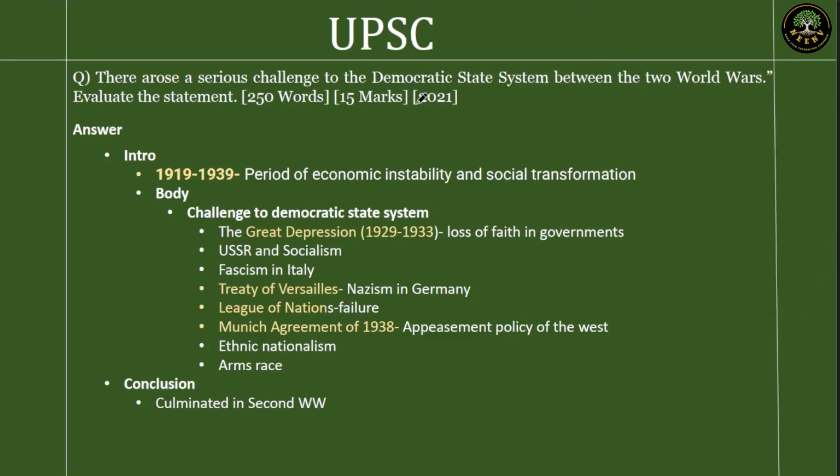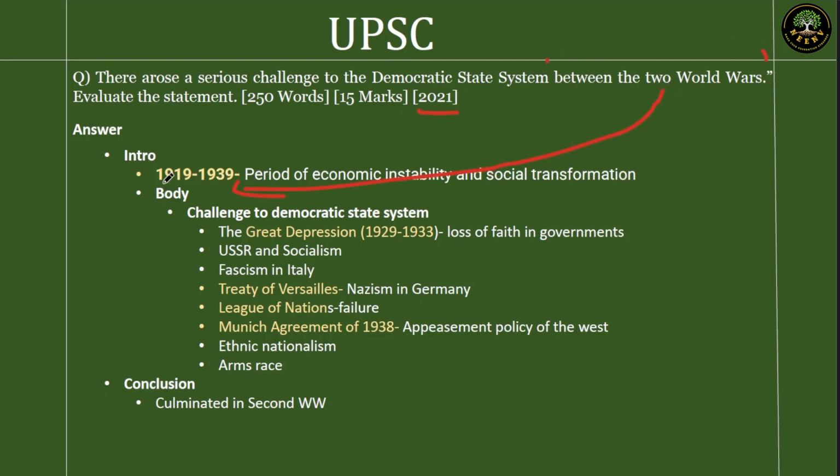We have a 15 marker from 2021 in the theme of World History. The question is, there arose a serious challenge to the democratic state system between the two world wars. Evaluate the statement. So between the two world wars, that's how we'll start the introduction.